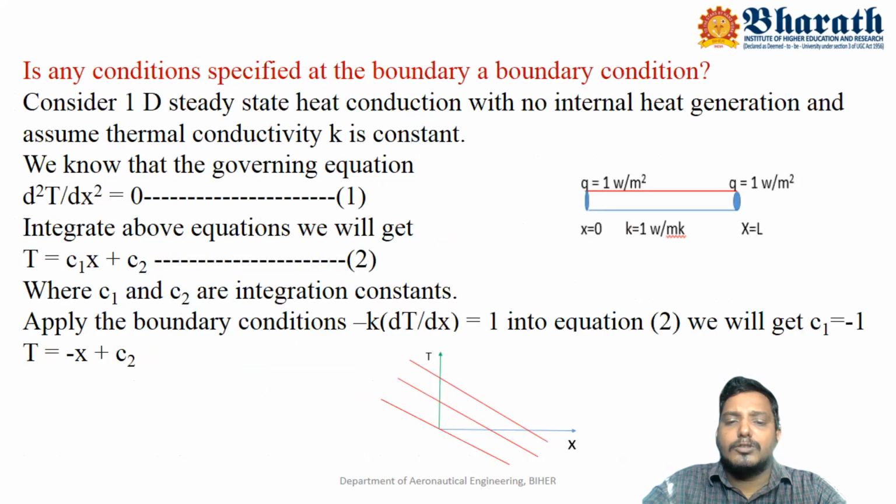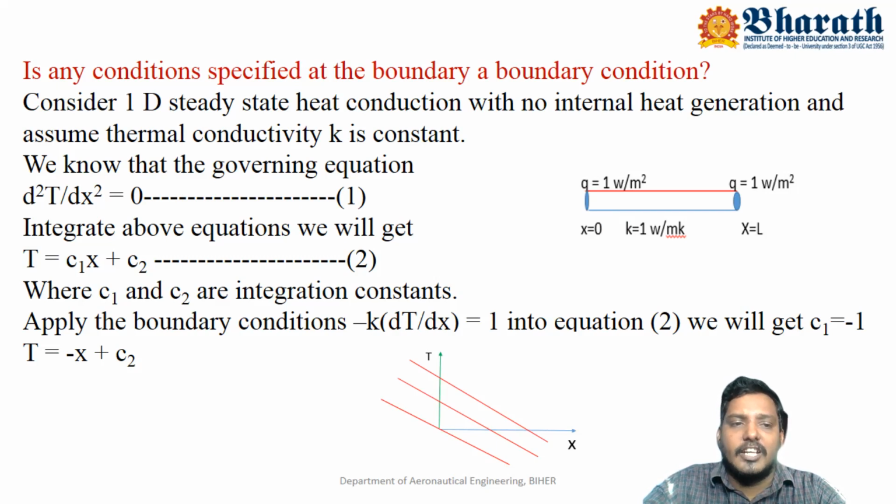Then I would like to ask one question: is any condition associated with the boundary a boundary condition? I would like to answer this question with an example. Let us consider one-dimensional steady-state heat conduction with no internal heat generation, and assume a uniform thermal conductivity. Here, both ends have specified heat flux. The rate at which heat enters is 1 watt per meter square. According to steady-state conditions, the rate at which heat leaves is also q equal to 1 watt per meter square. Both ends are specified Neumann boundary conditions.